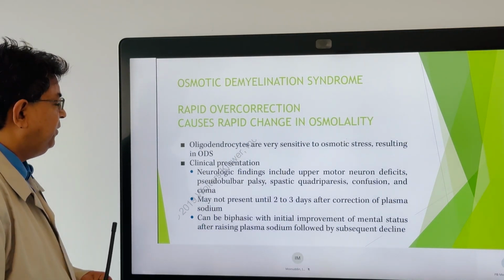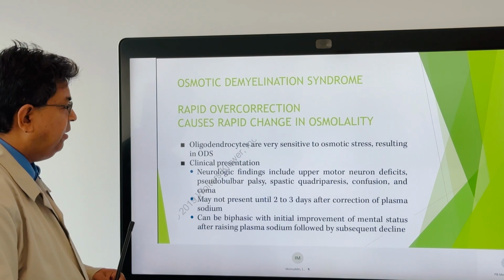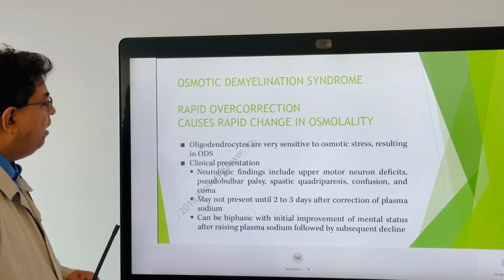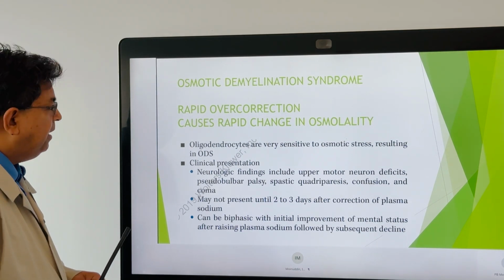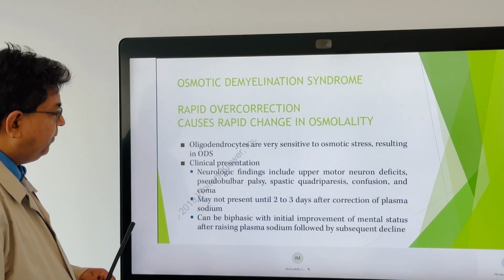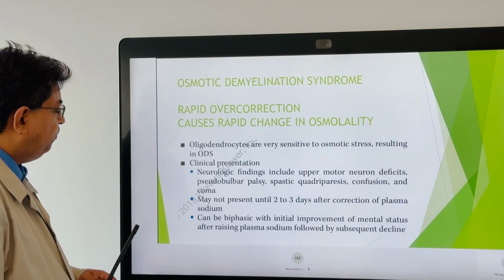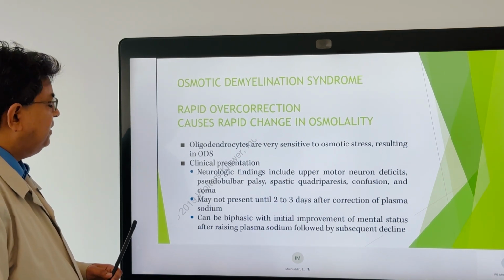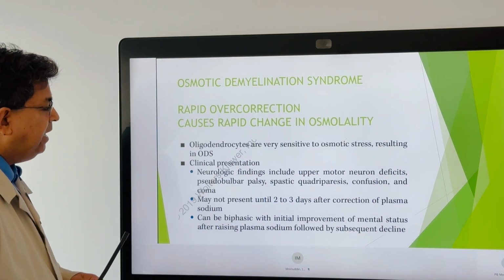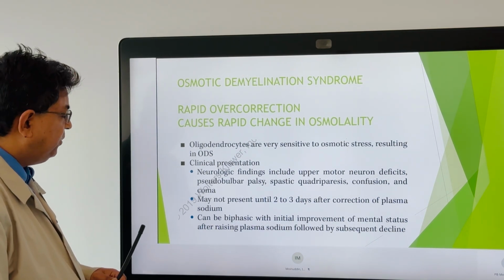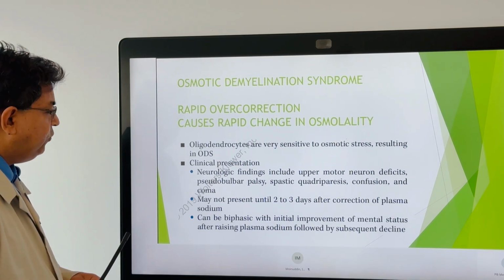Rapid overcorrection of hyponatremia causes a rapid change in osmolality. Oligodendrocytes are very sensitive to osmotic stress. Therefore, rapid overcorrection results in osmotic demyelination syndrome. The clinical presentation includes neurological findings such as upper motor neuron deficits, pseudobulbar palsy, spastic quadriparesis, confusion, and coma.